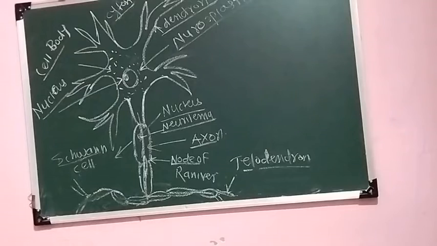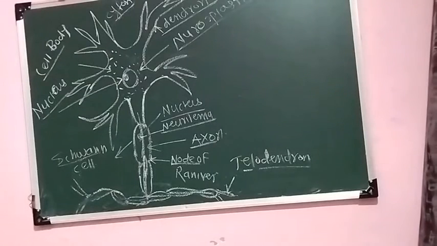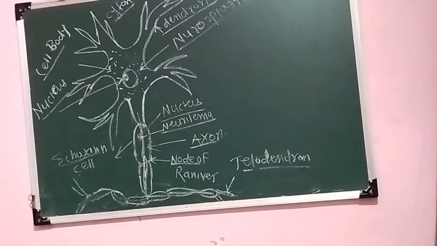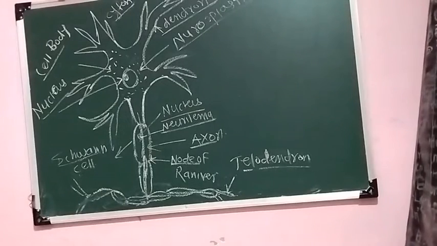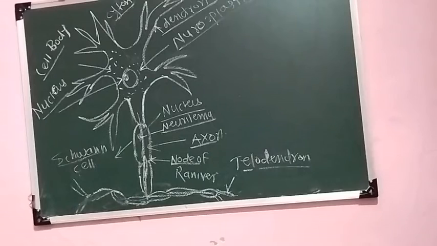Before moving toward this one, you must have some idea regarding the interneuron or the associated neuron. These are located between the sensory and the motor neurons. These perform processing and integration of sensory impulses, and activate the appropriate motor neuron to generate the motor impulse. Depending on the presence or absence of myelin sheath, these are classified into myelinated and non-myelinated nerve fibers.